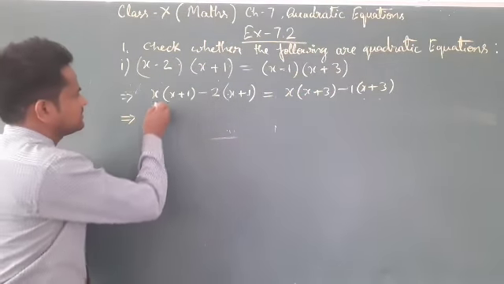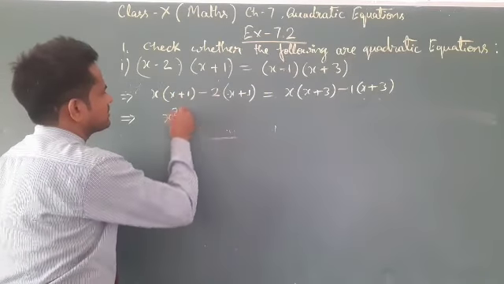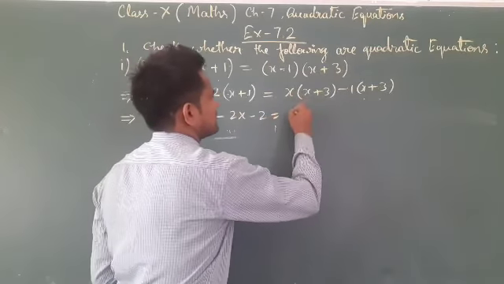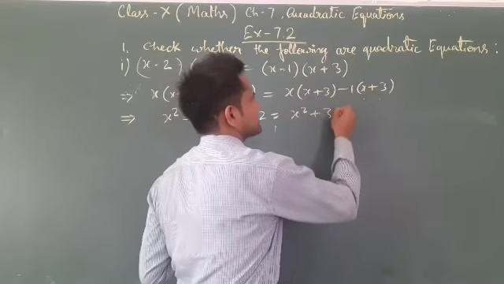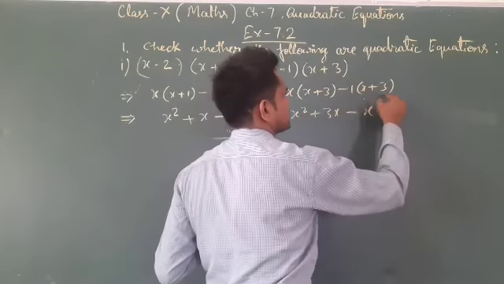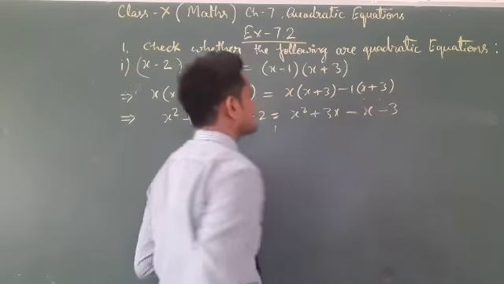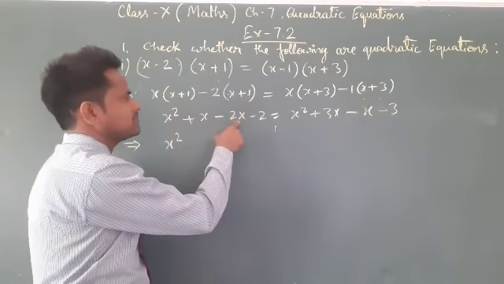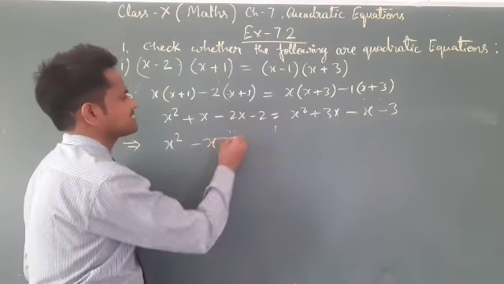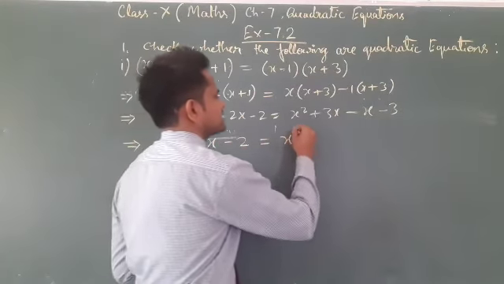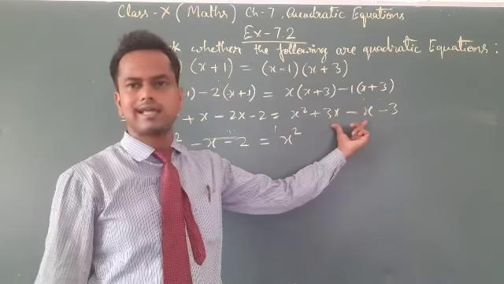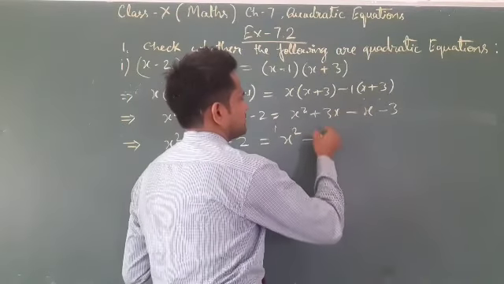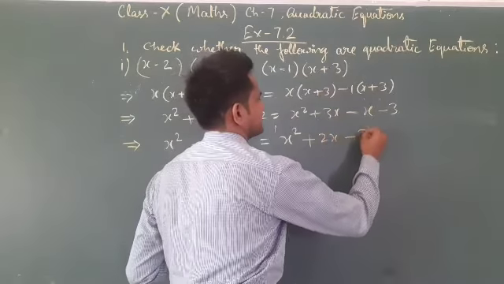Then simplify: x into x is x², x into 1 is x, -2x, -2; x into x is x², x into 3 is 3x, -1 into x is -x, -1 into 3 is -3. Now regroup: x² + x - 2x will become x² - x - 2, and x² + 3x - x are like terms, so they will be added and it will become x² + 2x - 3.